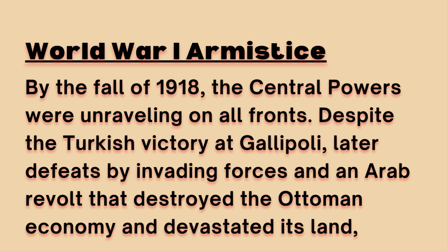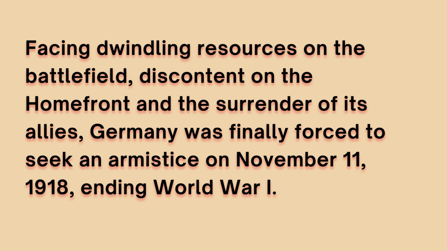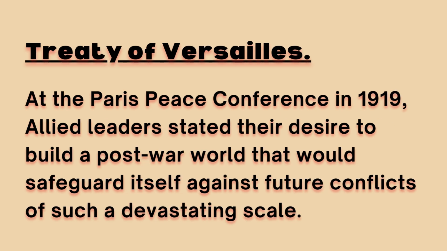World War I Armistice. By the fall of 1918, the Central Powers were unraveling on all fronts. Despite the Turkish victory at Gallipoli, later defeats by invading forces, and an Arab revolt that destroyed the Ottoman economy and devastated its land, the Turks signed a treaty with the Allies in late October 1918. Austria-Hungary, dissolving from within due to growing nationalist movements among its diverse population, reached an armistice on November 4th. Facing dwindling resources on the battlefield, discontent on the home front, and the surrender of its allies, Germany was finally forced to seek an armistice on November 11, 1918, ending World War I.